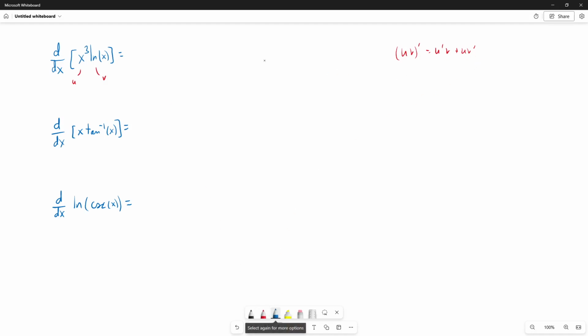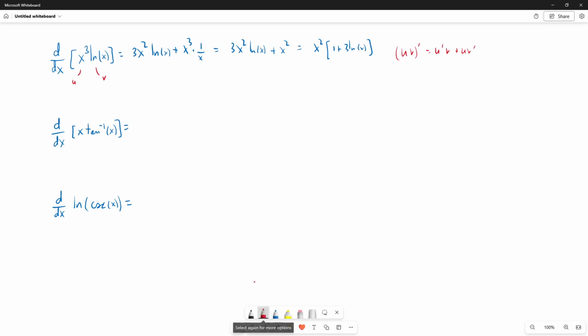Following the product rule format, our derivative is u prime, which is 3x squared, times v, which is natural log of x, plus u, which is x cubed, times v prime, which is 1 over x. And then x cubed over x is x squared. We should simplify that fraction, and then we could factor out an x squared. And we're left with 3 times the natural log of x plus 1. We could write the 1 first.